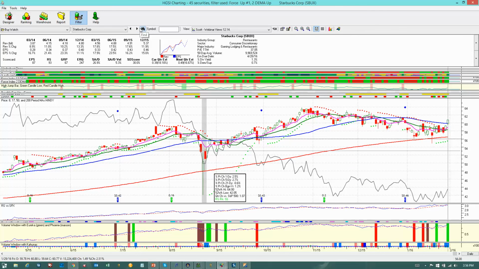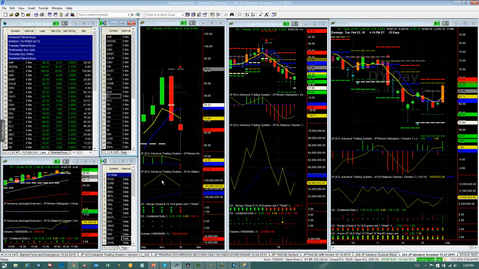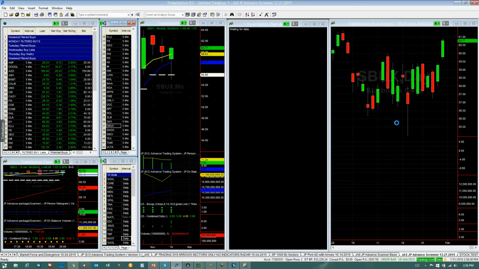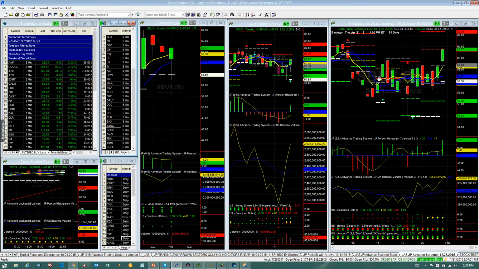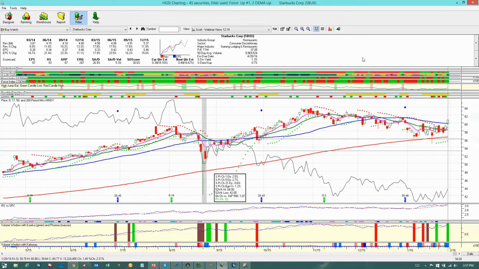Starbucks, here's your consumer staple story, or consumer discretionary rather. Uptrend, pull back to the 50, multiple kahunas, everything's green coming out of the squeeze. Take a look at it with the TradeStation setup that I use. Weekly buy, it's in a daily buy. OBV looks strong. Starbucks looks good. I like Starbucks here.